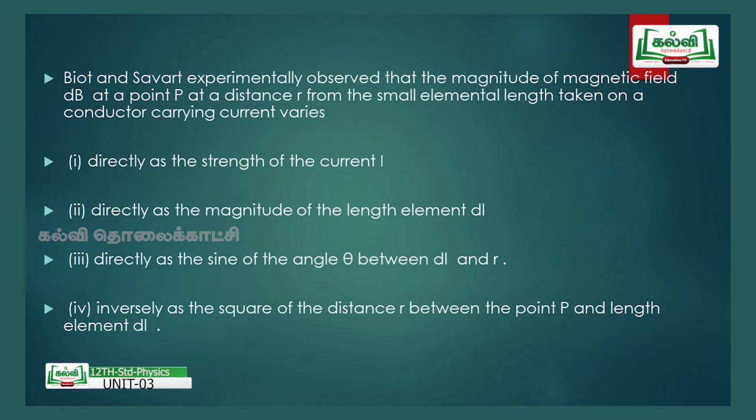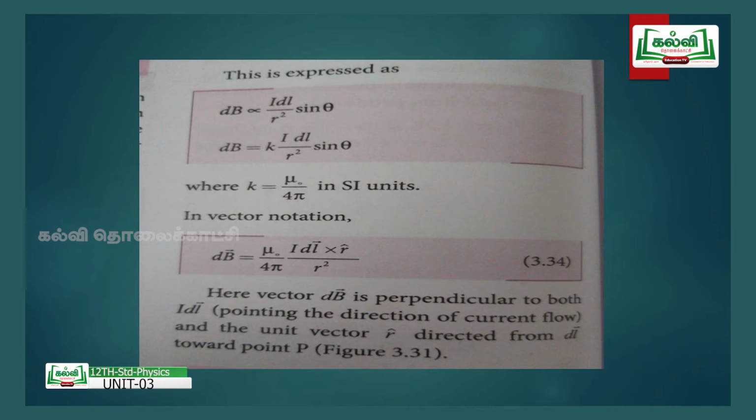Now all the points can be framed together and we can deduce an expression, that is dB is proportional to I dl sin theta divided by r square. So, now we have written proportional to. Now, if you put an equal to sign, you add one constant, that is k, so dB is k into I dl sin theta divided by r square. And what is that k? The value of k is found as mu naught by 4 pi, so dB is mu naught by 4 pi into I dl sin theta divided by r square.